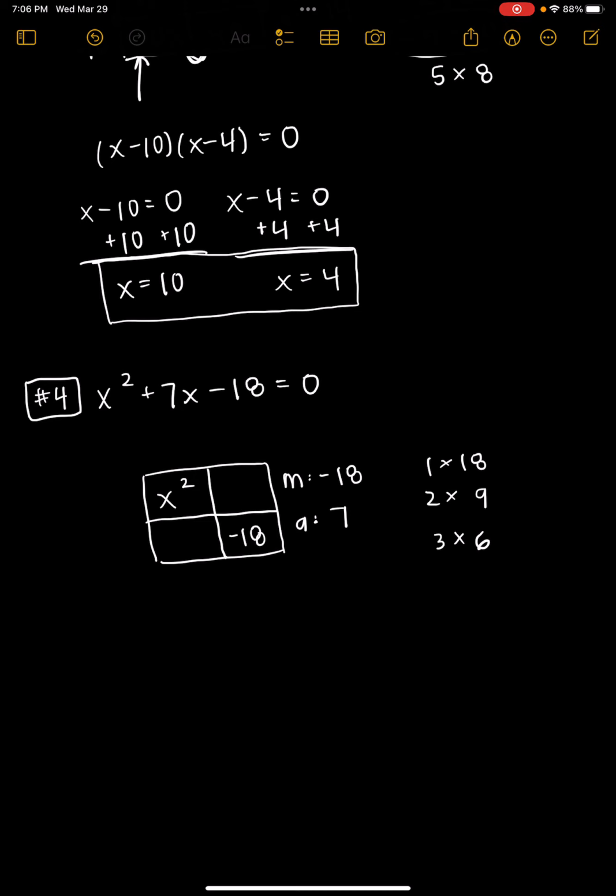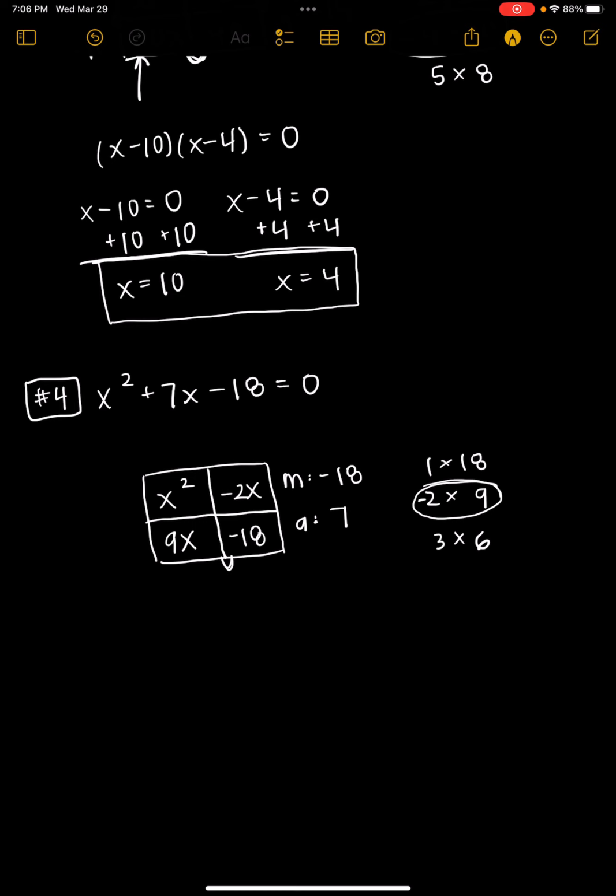Because we want to multiply to be a negative number, we know that one of my numbers has to be negative. And so it's going to be this 2 and 9, but in order to add to be a positive 7, the 2 has to be negative. Because negative 2 times 9 gives me that negative 18 I'm looking for, but negative 2 plus 9 gives me the positive 7 that I'm also looking for. So I'm going to put a negative 2x in one of the boxes, a 9x in another box, and then let's find out what they have in common.